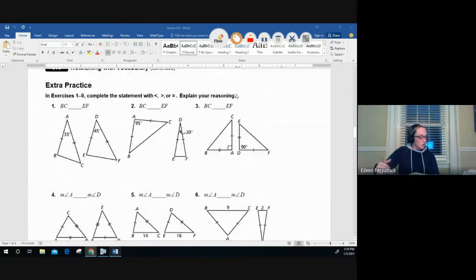Okay, so these are all quick. We're actually going to do all the problems on this worksheet, which are 9 problems, then we'll be done. First, we're going to complete the sentence using less than, greater than, or equal to, and explain your reasoning.